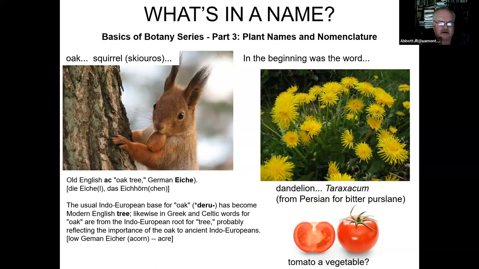And so, for instance, the genus name of dandelion, Taraxacum, someone might ask, well, what does this word mean? It turns out it actually comes from the Persian, and it's a word that refers to a bitter purslane. Purslane being some sort of edible plant that people might grow, to have some sort of wintertime green, something you just throw into the pot to add some substance to whatever stew you're cooking.